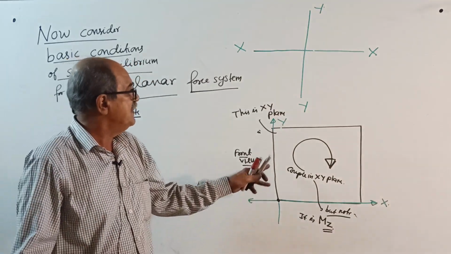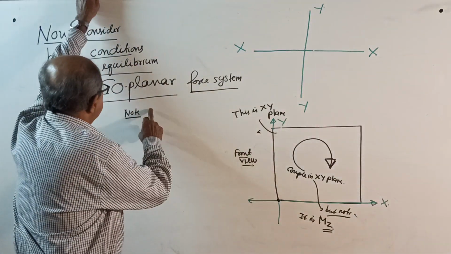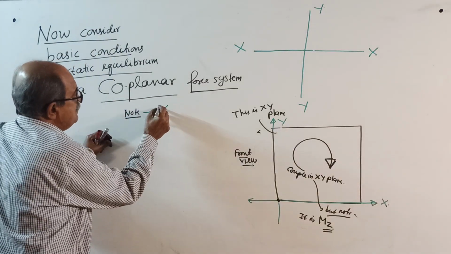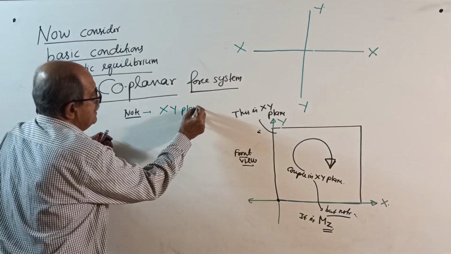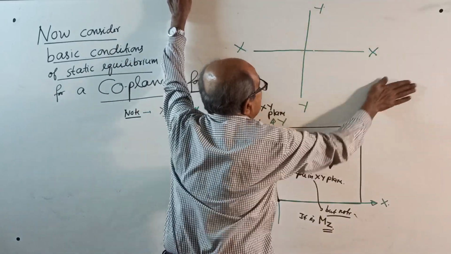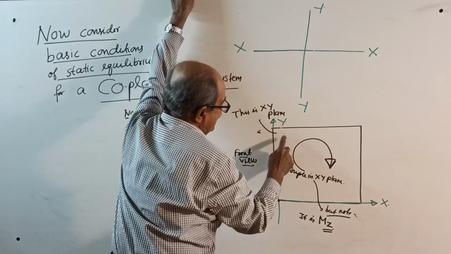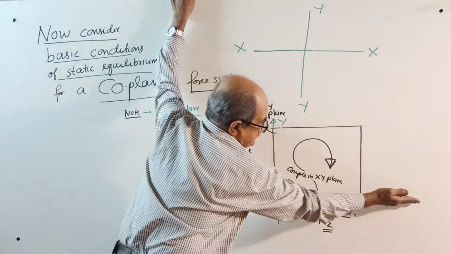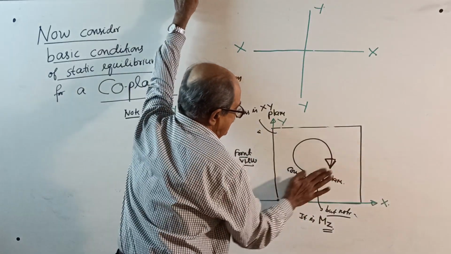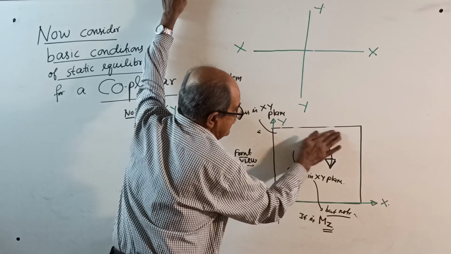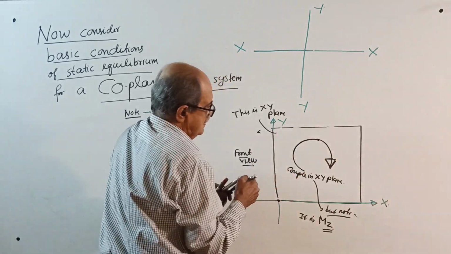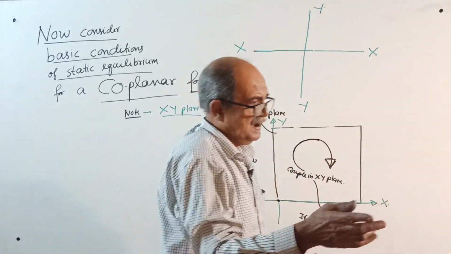From an understanding point of view, coplanar. Coplanar means the force system is in the XY plane. We will consider a force system in the XY plane. XY plane means, see here, this is X, this is Y. This plane is called the XY plane. Remember, this is Z, I am not writing. If a couple is acting here, it's a couple in the XY plane, see correctly.